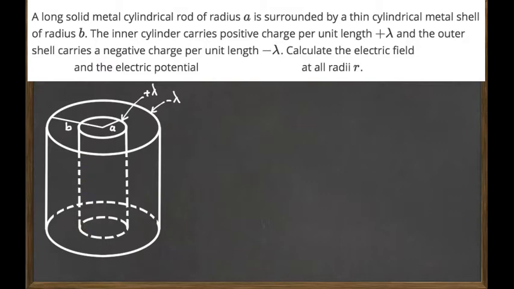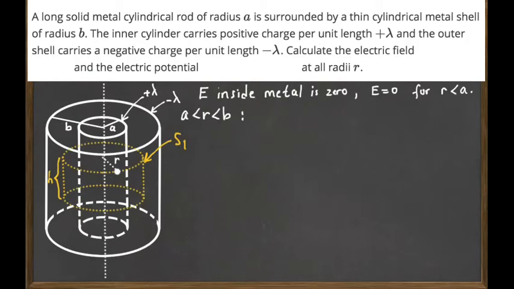To calculate the electric field, we separate this problem into three regions. The first region is the inner region of the metal rod, but since we know that inside every metal the electric field is 0, you don't need to calculate the electric field. It's right away just E equal to 0 inside when r is less than a.